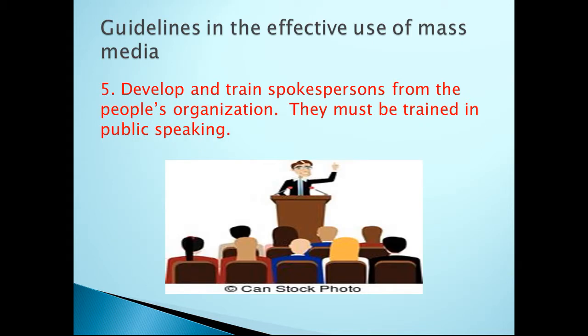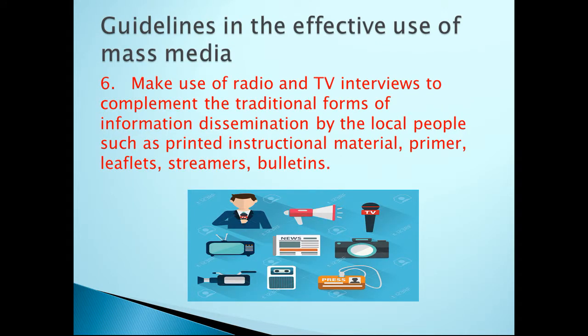The fifth guidelines: Develop and train spokesperson from the people's organization. They must be trained in public speaking. The sixth guidelines. Make use of radio and TV interviews to complement the traditional forms of information. Dissemination by the local people such as printed instructional material, primer, leaflets, streamers, and bulletins. But because of our high technology that we are facing right now, most of the organization are using internet in order to disseminate updates and messages.